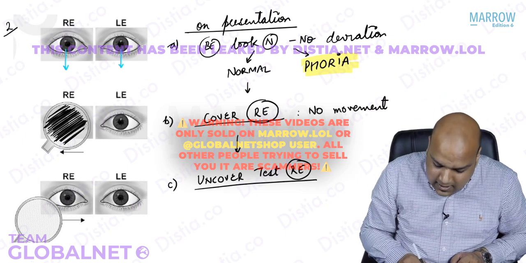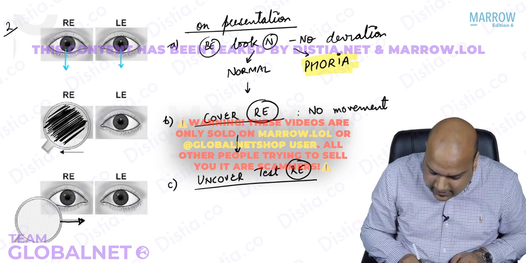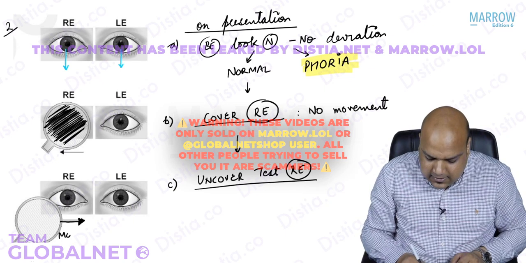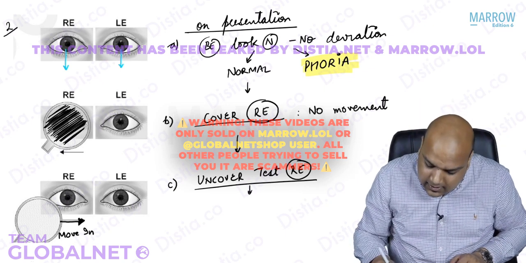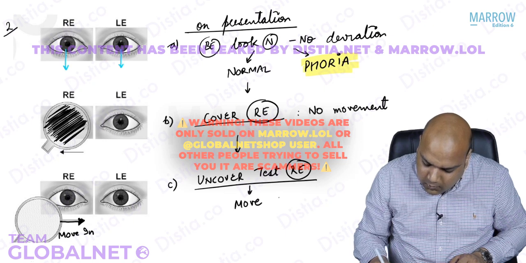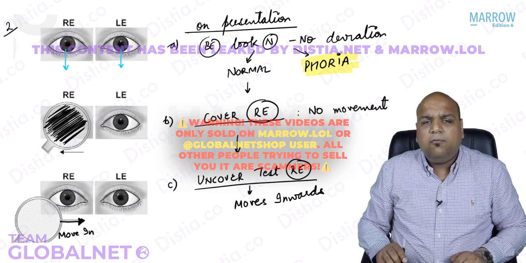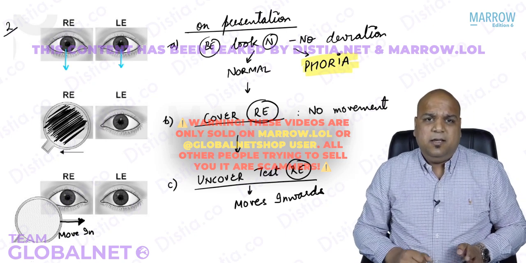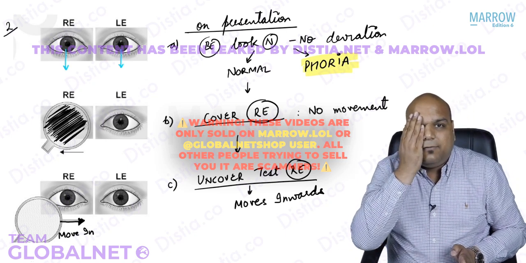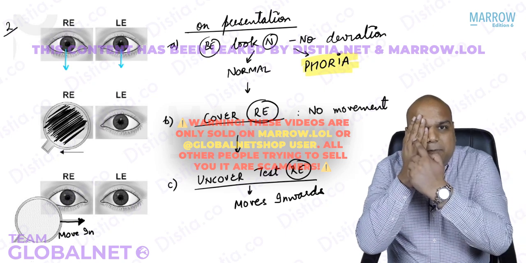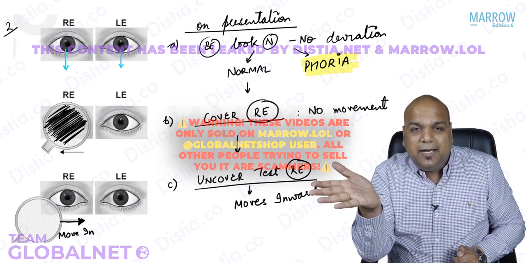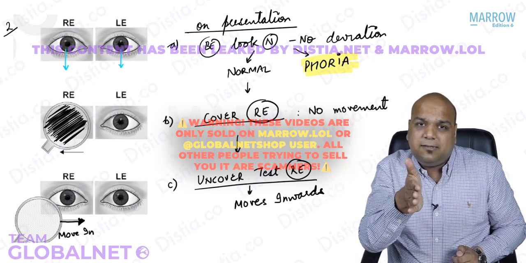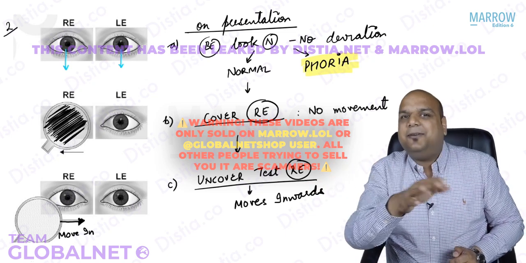What do I see? That as soon as I uncover the right eye, everybody, the right eye on uncovering moves inwards. What does it tell us? It tells us that when I had covered the eye, the right eye must have moved outwards. So when I'm uncovering, the right eye is making a corrective action inwards. You don't understand? Let's try to understand.